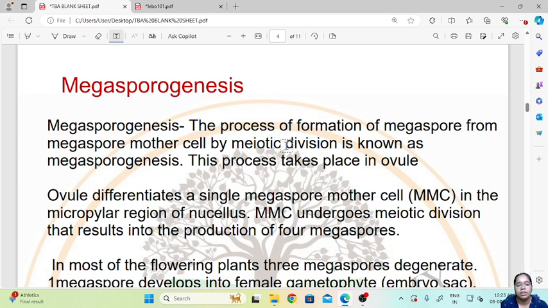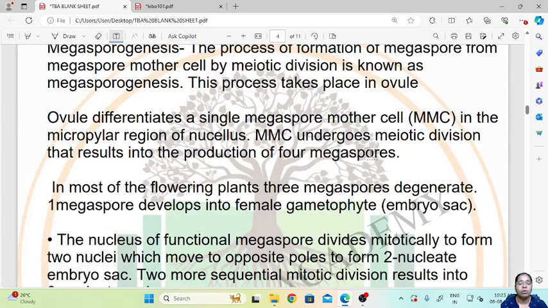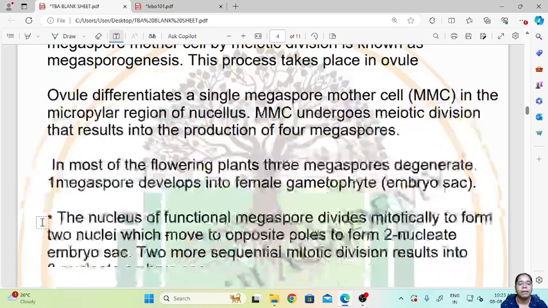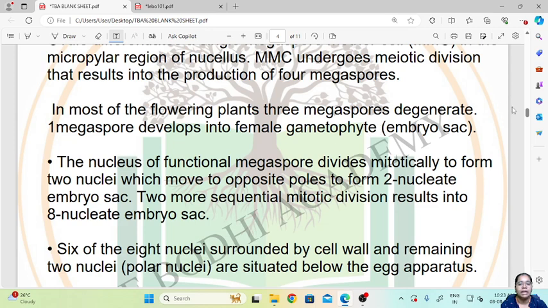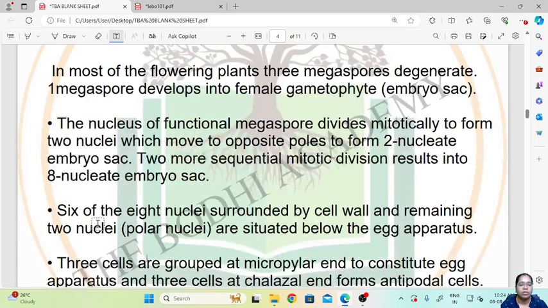The ovule differentiates a single megaspore mother cell in the micropylar region of the nucellus. The megaspore mother cell undergoes meiotic division that results in the production of 4 megaspores. In most flowering plants, the megaspore develops into a female gametophyte, that is the embryo sac. The nucleus of the functional megaspore divides to form two nuclei which move to the opposite poles to form a two nucleated embryo sac.